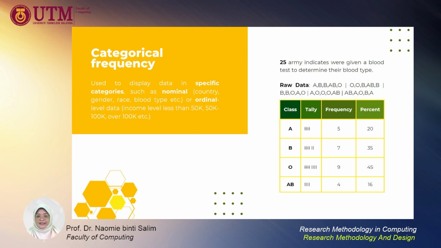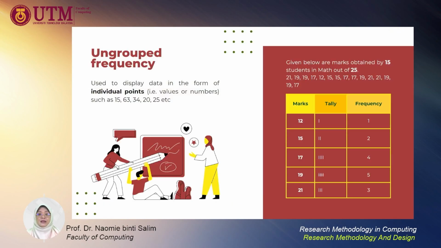So we have a number of raw data, and we can count how many personnel have blood type A, how many personnel have blood type B, and so on. So we can calculate the frequency and the percentage of personnel which have the different blood types and show it in the form of table. We can also have ungrouped frequency.